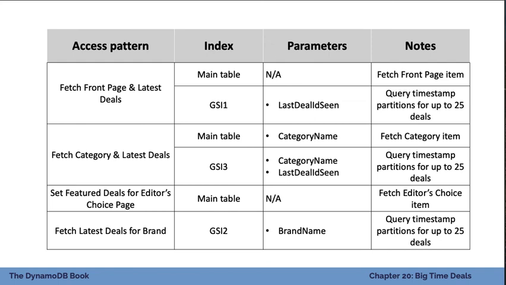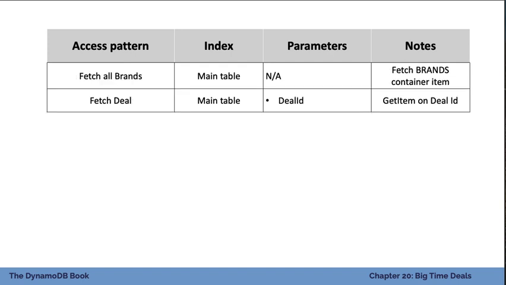Next couple access patterns we have are those read-based patterns, especially around fetching the latest deals in either the front page or a category or a brand or things like that. The biggest interesting thing there, I think, is both for the front page, the category, and the brands is just how we fetch those latest deals, where we're going to query across those truncated timestamp partitions. We'll look at a few of them until we get 25 items and then return those. So look at the code if you're interested in that one.